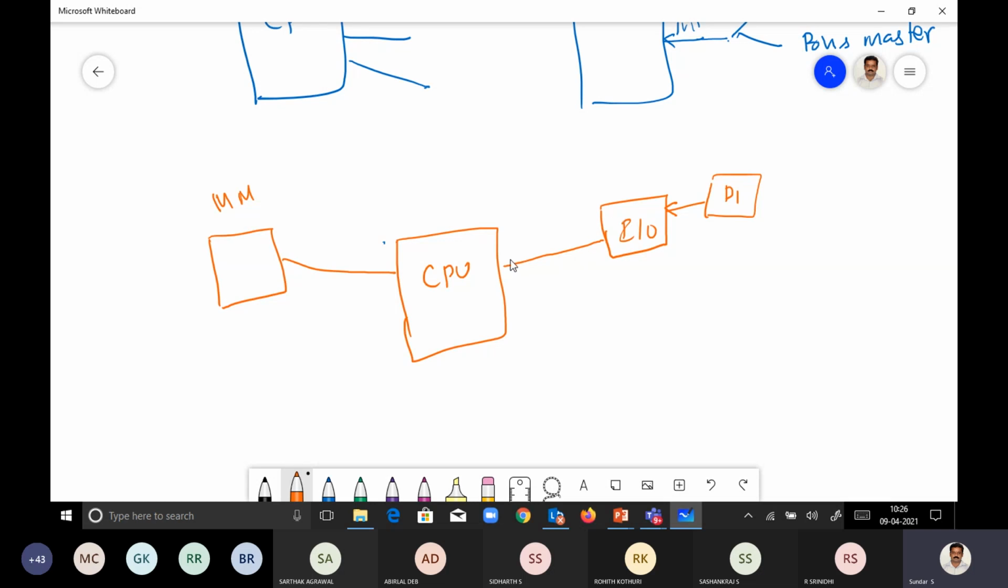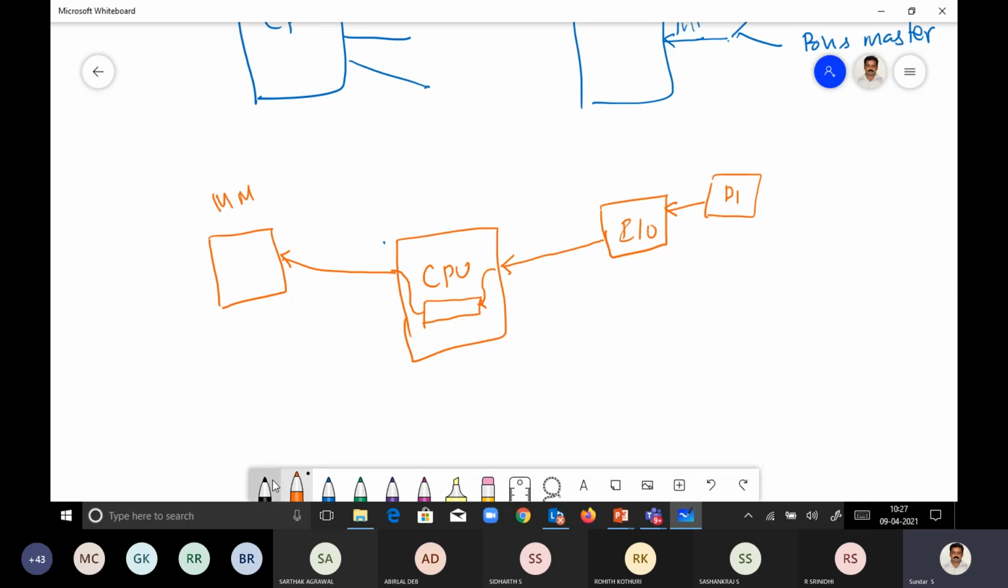From there it will come to the CPU. In the CPU we have a register, say an accumulator kind of thing. So it will be loaded here. Then it will go to memory in a particular location and the data will be stored.